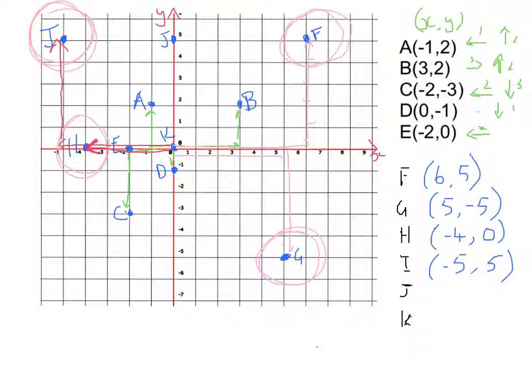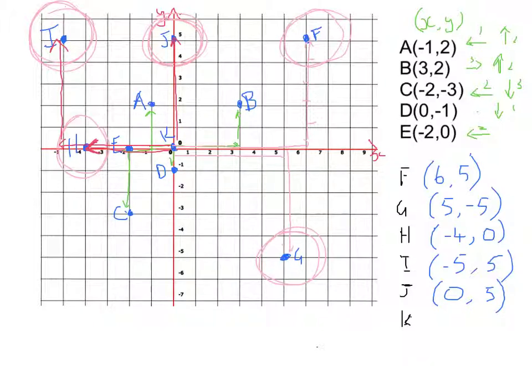J, that's the next one. That one there is on the y-axis, so we're not going left or right with that. So the x-coordinate is going to be 0. And because we're going straight up, we go up by 5, which tells us that the y-coordinate for that one will be 5. I've got lots of 5s in the y-coordinates with these examples, haven't I?